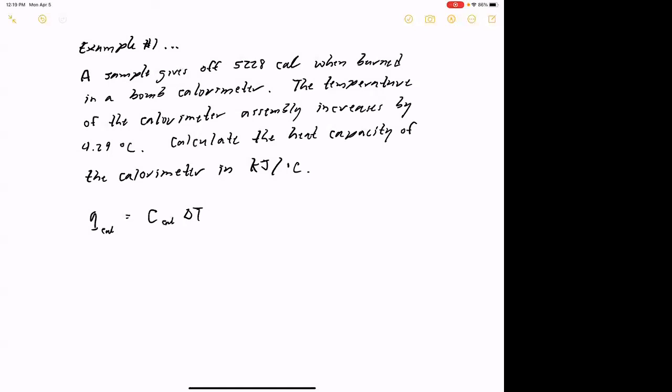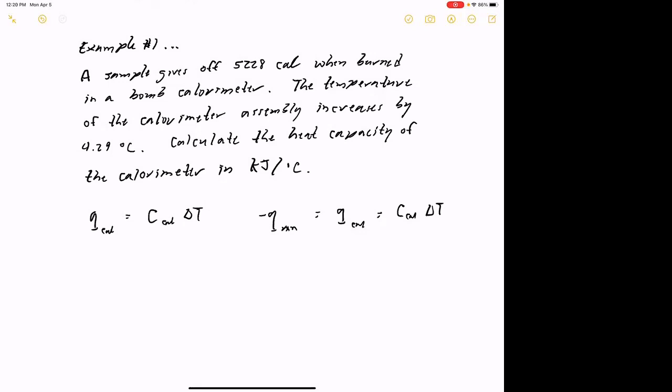Now I also know that I can say that minus Q, which is heat of reaction, I know that's negative because the reaction's giving off heat, right? It's an exothermic process, has to equal Q for the calorimeter. And that's going to equal C cal times my delta T, and that's the delta T I associate with the calorimeter assembly. Now I'm set up in a situation where I can get what I need by simply solving for C cal.